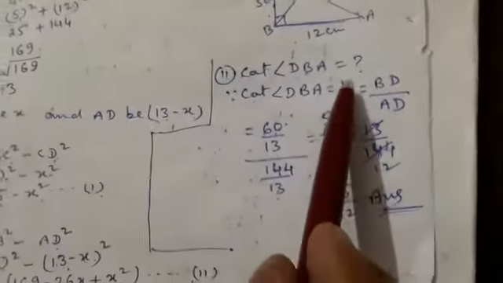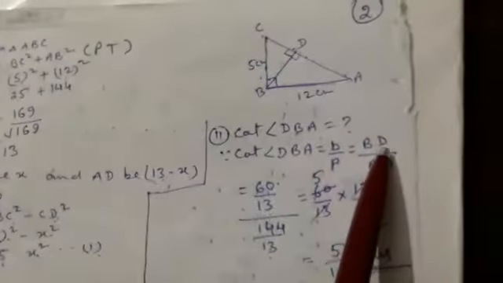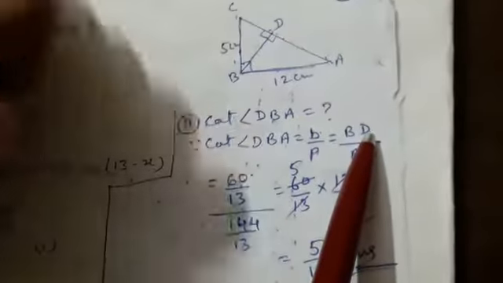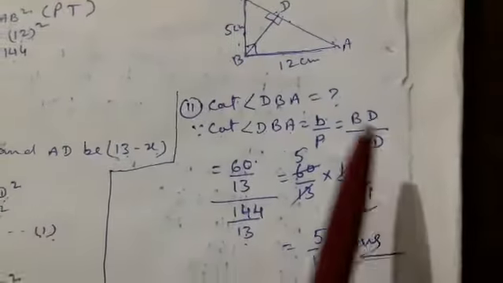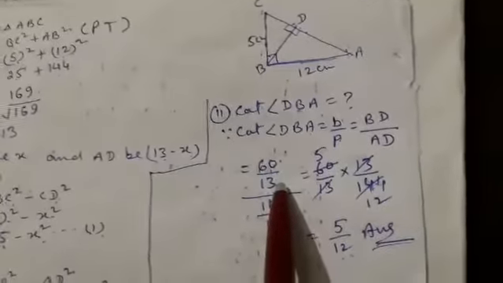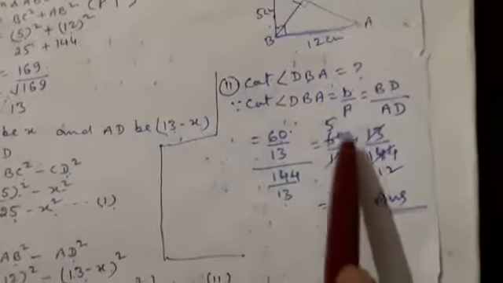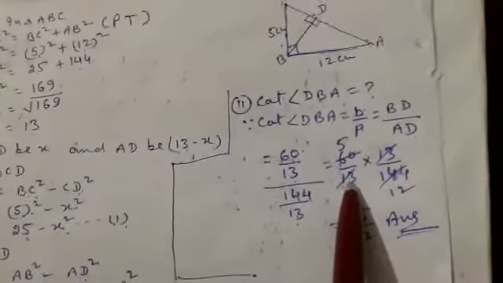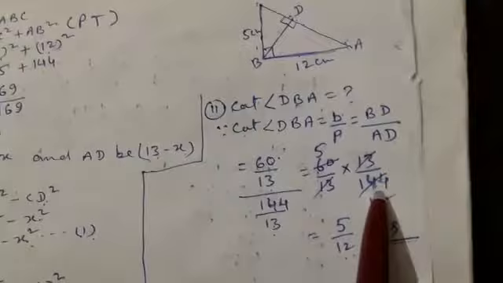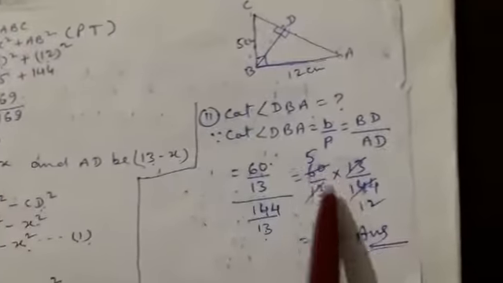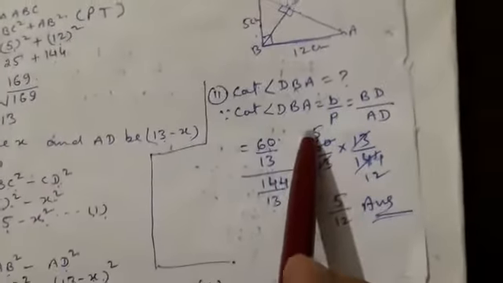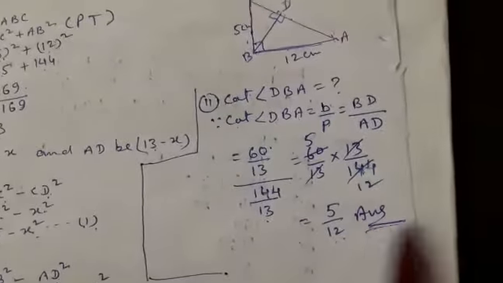Now for the second part, cot angle DBA is equal to what? So cot angle DBA is equal to B by P. That is equal to, according to this angle, B will be BD by AD. So BD upon AD is equal to what? 60 by 13 upon 144 by 13. Now by reciprocating this, 60 by 13 into 13 by 144. 13 will cancel out. 12 12s are 144. 12 5s are 60. So 5 by 12 will be our answer.